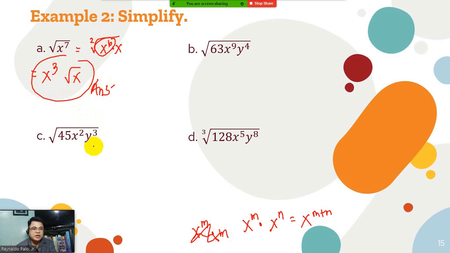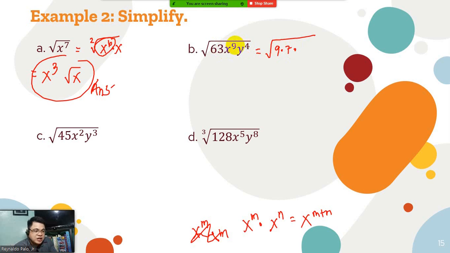Next, letter B, we have square root of 63 x raised to the 9th power, y raised to the 4th power. So how are we going to simplify? We'll begin first with 63. Same thing with the previous examples. We're going to factor 63 wherein one of the factors is a perfect square. So in this case, we have the factors of 63, which are 9 and 7. 9 times 7 is 63.